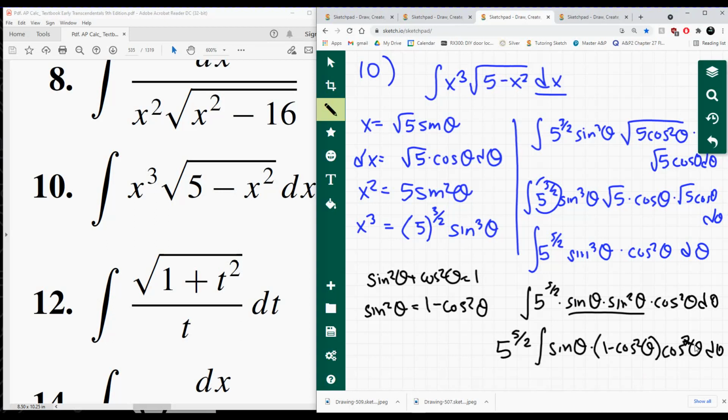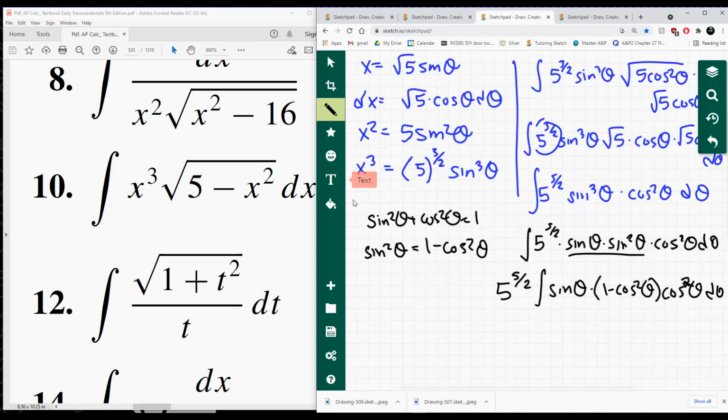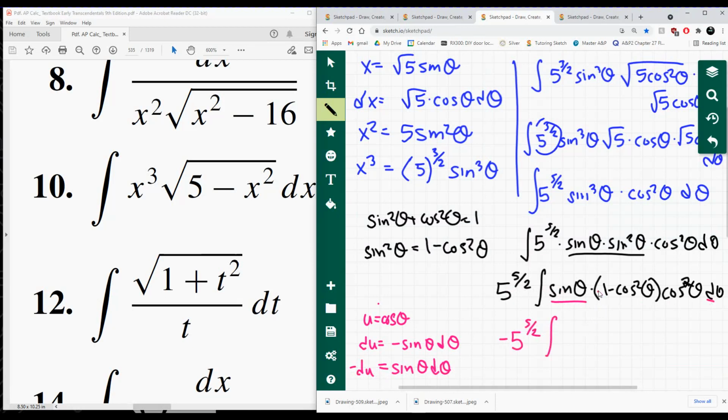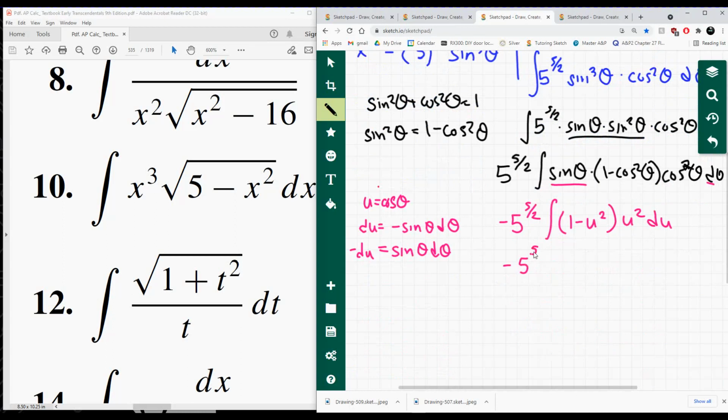Since we first did an x substitution, now we're going to do a trigonometric substitution that we learned from the previous section, in which I will indicate in pink that u will be equal to cosine theta. du is going to be equal to negative sine theta d theta. So therefore, sine theta d theta is going to be equal to negative du. That'll take care of this, that'll take care of this. So we have negative 5 to the 5/2 power integral of 1 minus u squared times u squared du. We could distribute this u squared, so we get negative 5 to the 5/2 power integral of u squared minus u to the 4th du.